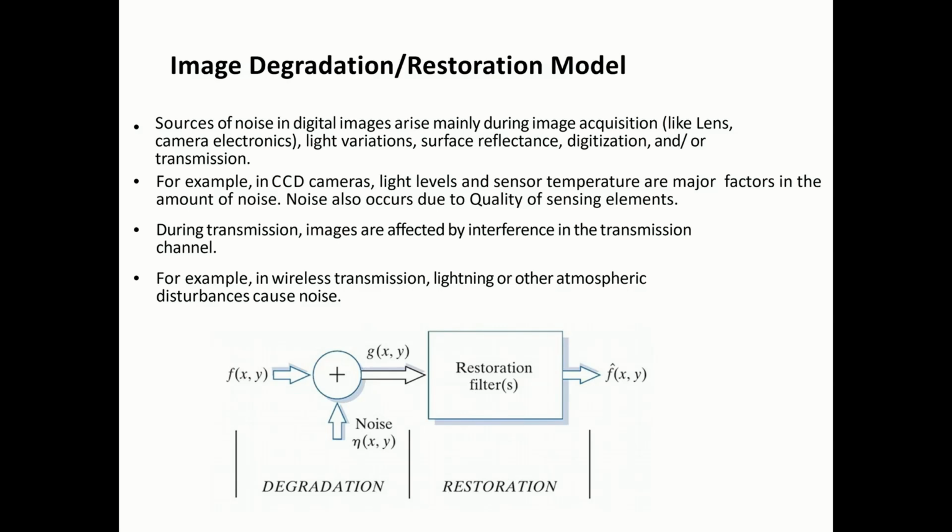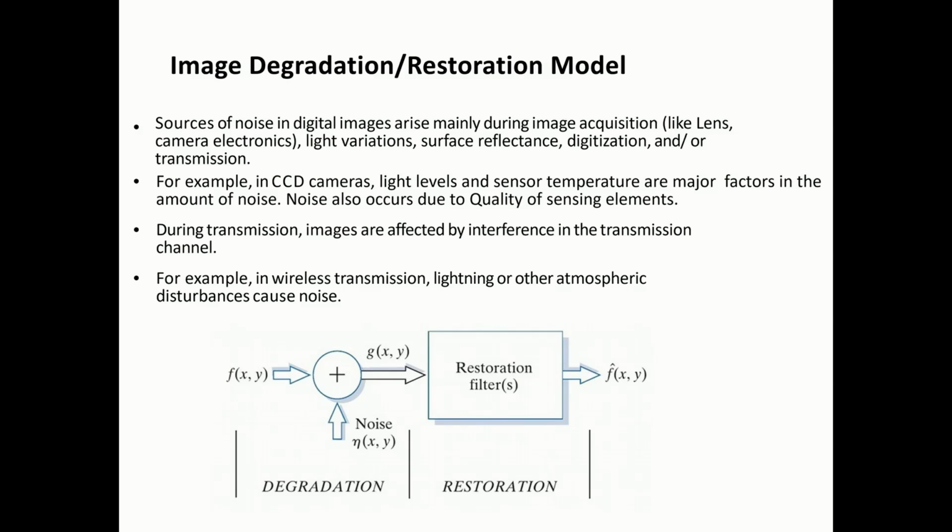Similarly, in CCD cameras, light levels and sensor temperatures are the major factors in the amount of noise, and also the quality of the sensing elements. If the sensing elements in the camera are not of good quality, you will see there's noise. Also during transmission, when the images are transmitted, let's say wirelessly, they're transmitted in terms of bits. Let's say some bits are flipped, or something happened. So when you restore it, there will be some distortion noise. Similarly, in wireless transmission, let's say you have lightning or atmospheric disturbance that causes noise.